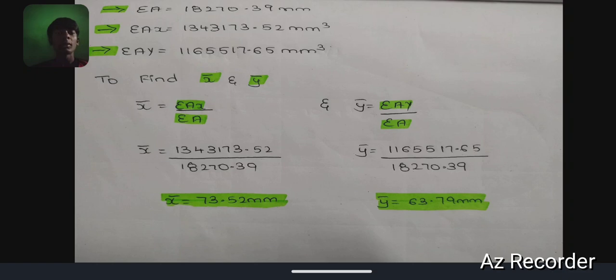Now find x bar and y bar. X bar is equal to summation of Ax divided by summation of A, and y bar is equal to summation of Ay divided by summation of A. Calculating, we get 73.52 mm as y bar, and x bar is equal to 33.79 mm.